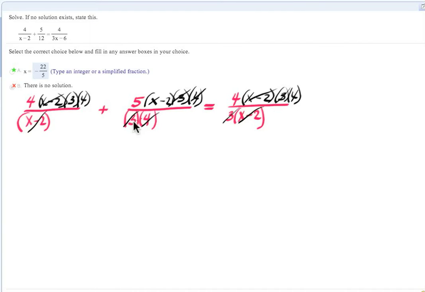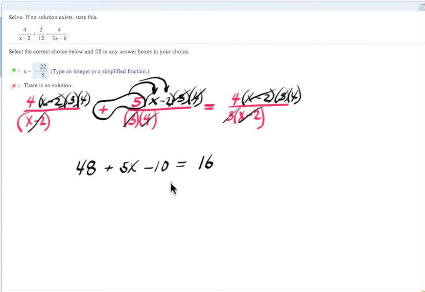Now basically, since we no longer have fractions, we've cleared fractions, we're just dealing with consolidating the tops here. I have 4 times 3 times 4, which is 48. And over here, I have a distribution problem. I have plus 5 times x and then times a negative 2. And I know you're solid on that. I know you're going to get 5x and a minus 10. And then on the right hand side, we simply have 4 times 4, or 16.